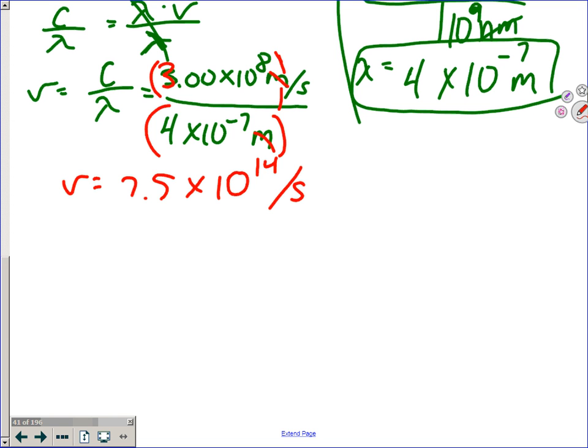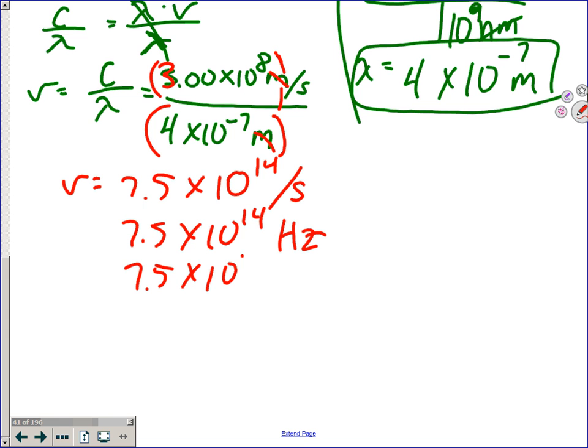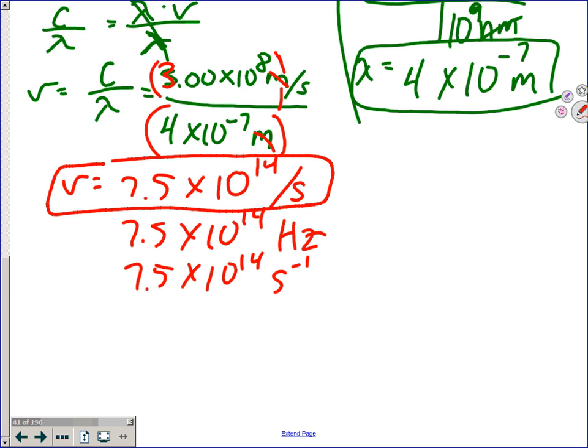So basically, the meter canceled, the per second remains, so I just pulled it down here. I could also write that as 7.5 times 10 to the 14th hertz, or I could write that as 7.5 times 10 to the 14th seconds negative 1. This is all one problem. So this is your final, and that simply is just the frequency of violet light.